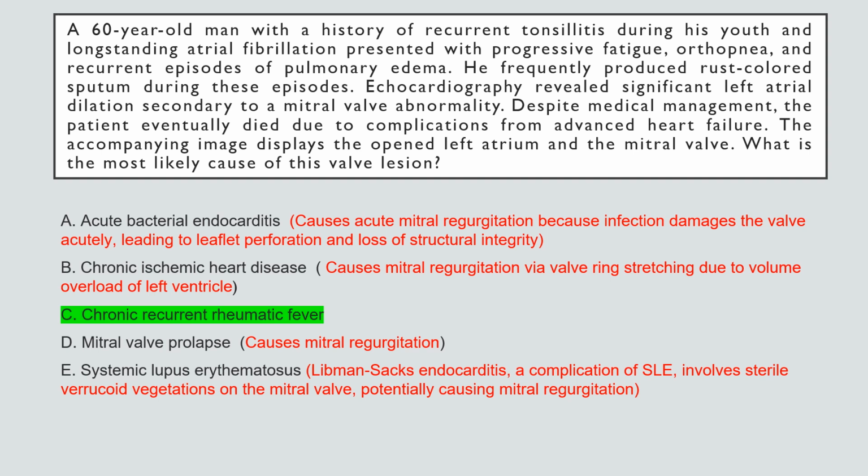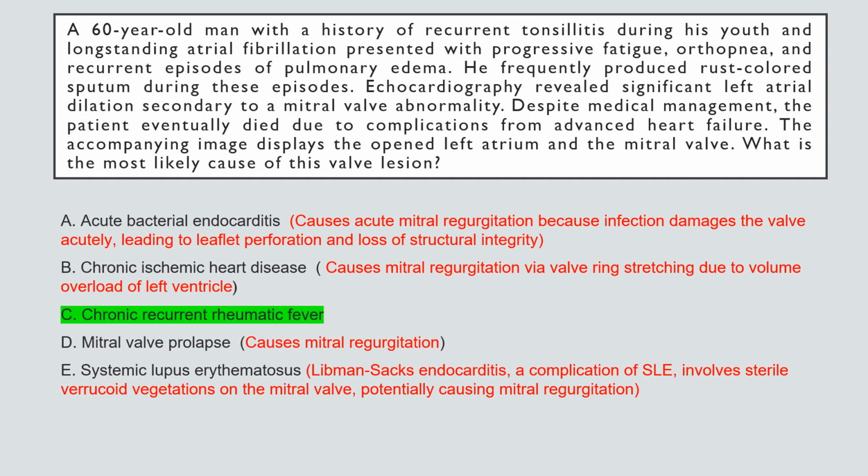Option B is incorrect because chronic ischemic heart disease can cause left ventricular dysfunction, leading to stretching of the mitral valve ring and mitral regurgitation. However, it does not lead to the fibrotic narrowing characteristic of mitral stenosis.